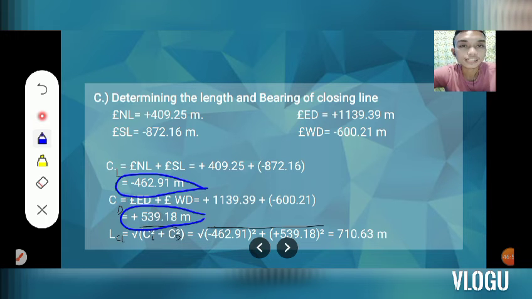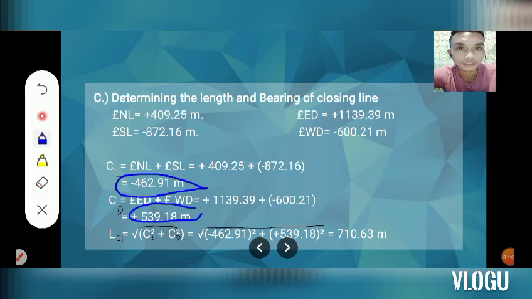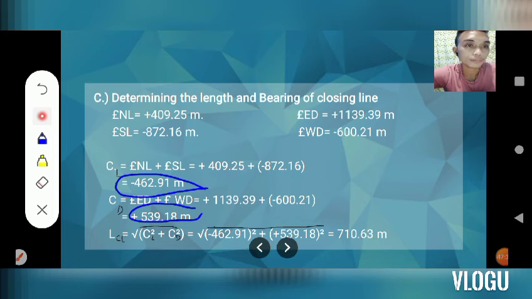Next, the length of the closing line is equal to the square root of the quantity C sub L squared plus C sub D squared, which is equal to the square root of the quantity of negative 462.91 squared plus the quantity of positive 539.18 squared, which is equal to 710.63 meters.